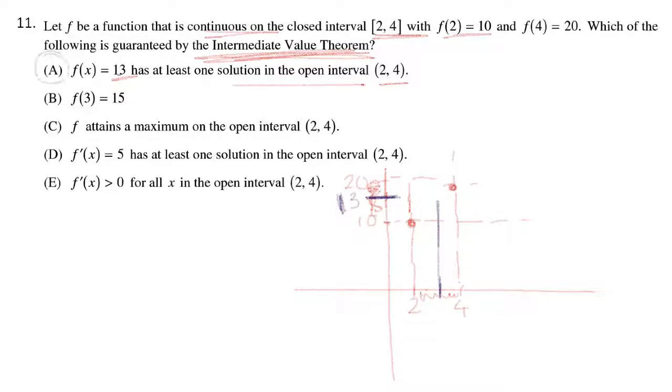There has to be at least one solution there. Now, let's look at B. 15, yeah, 15 is between 10 and 20, but the intermediate value theorem doesn't say that the x that goes with 15 has to be equal to 3. That x can be equal to any value between 2 and 4. So that's a little too specific for IVT. And intermediate value theorem tells us nothing about derivatives, and so that kind of gets rid of the rest of these. So the answer choice here would be A.